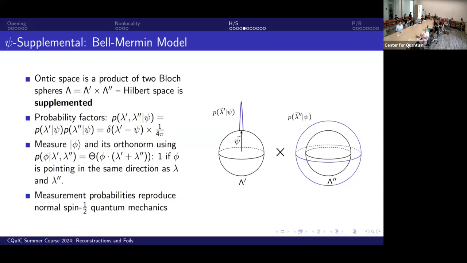Okay, but if I'm not using the Born rule in the first sphere, how is it the same quantum spin?